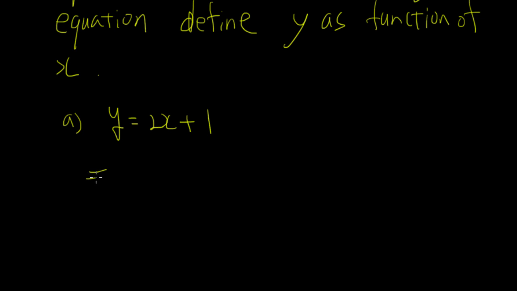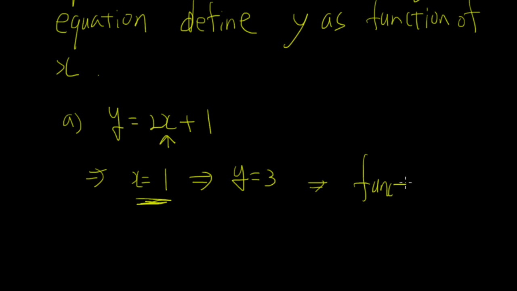So, for example, when x equals 1, if we replace this x by 1, 2 times 1 is 2, plus 1 is 3. Y must be 3. When x equals 1, can we have any other y value besides 3? No. As you can see, it's not possible. You can only have one y. If that's the case, this is a function.